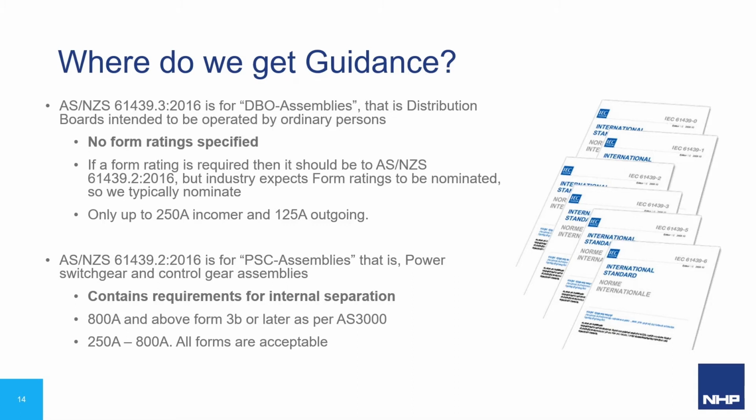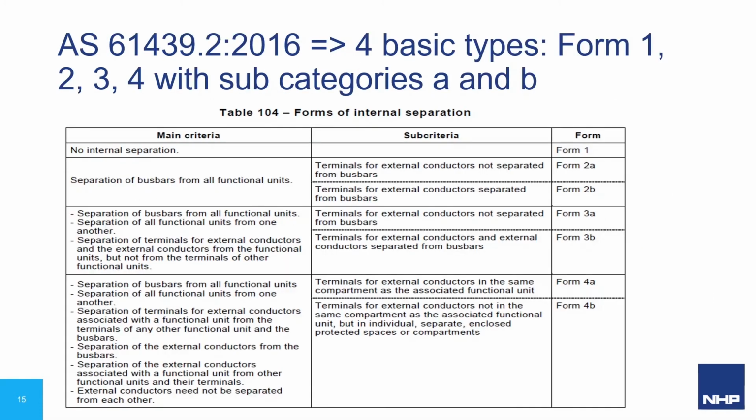It is typical in Australia for a board over 800 amps to be Form 3B or ladder as per AS3000 to reduce the occurrences of arcing faults. Alternate forms of construction are also permissible, so be clear as to what you expect.